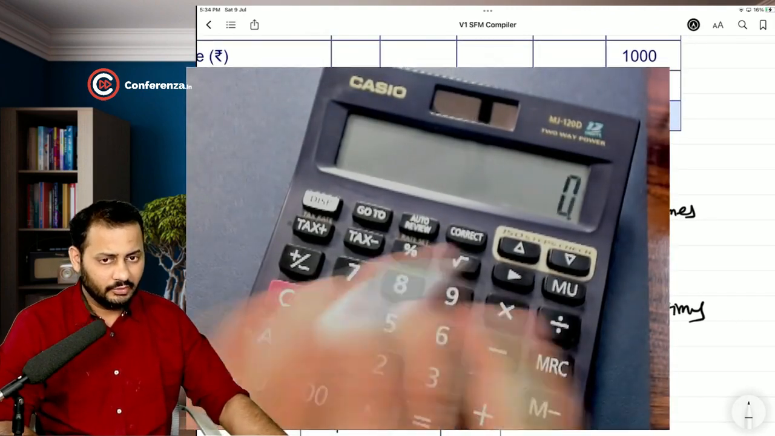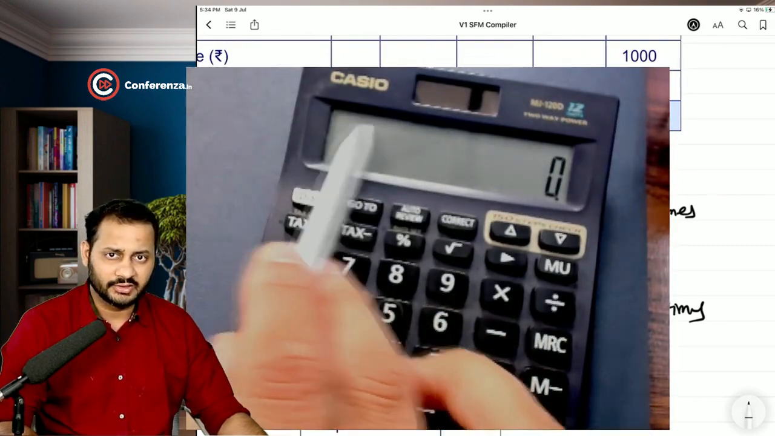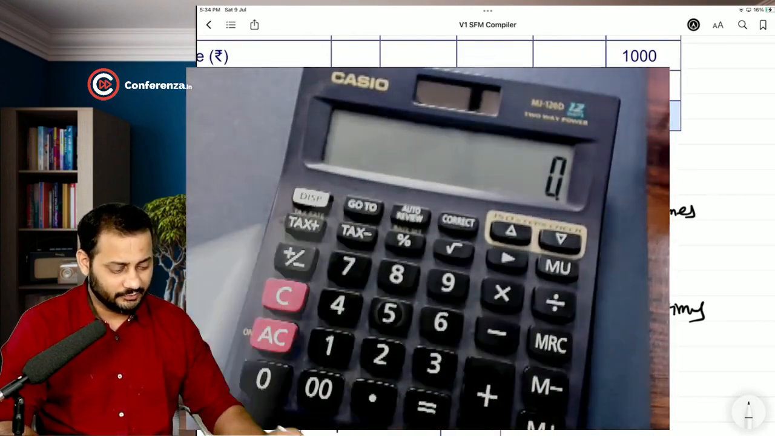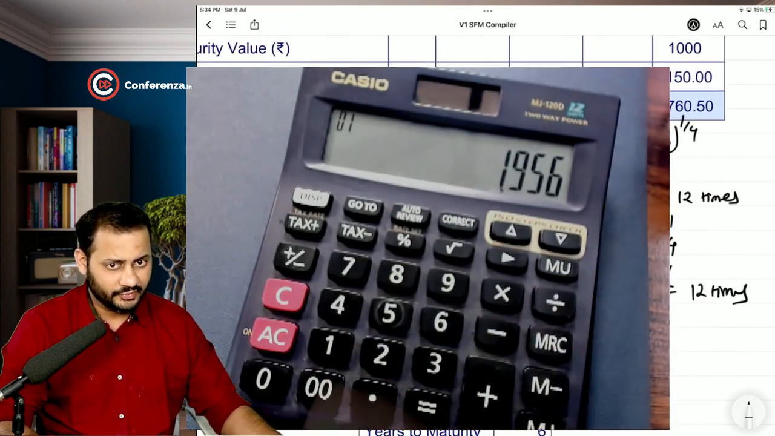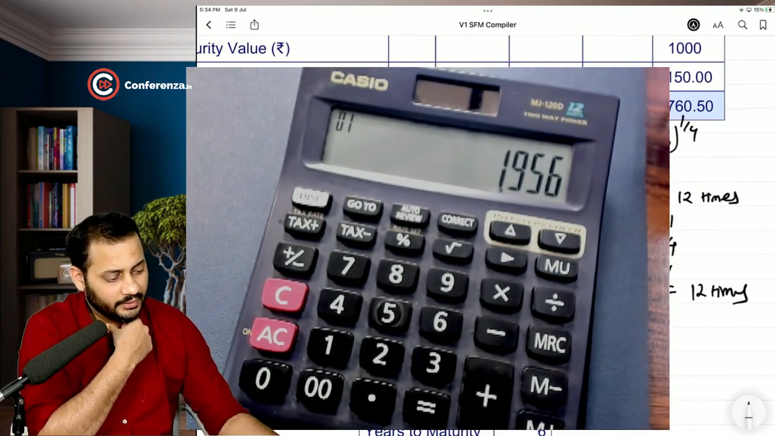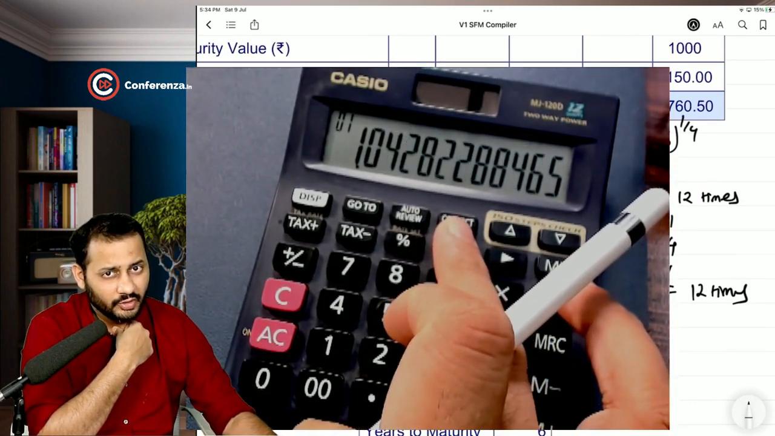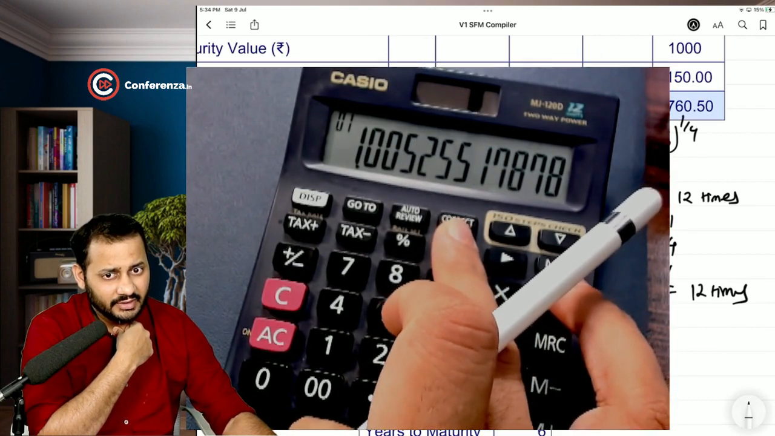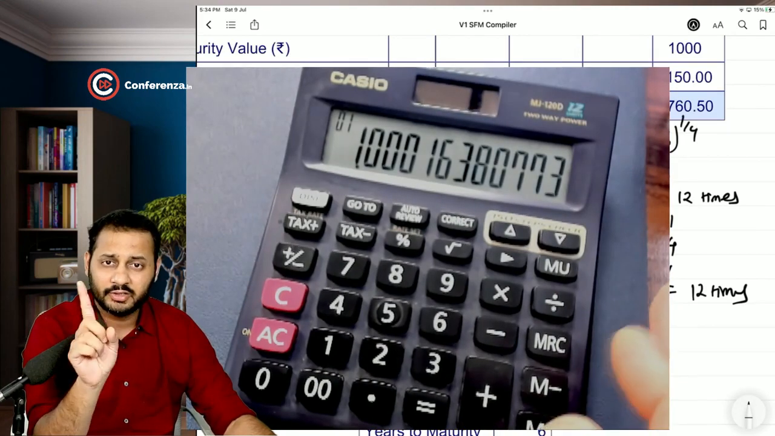I'm going to do it, but first make sure that your calculator is clear with all the memories. There should be no M plus or minus something there. Okay, so let's put down 1.956 on the calculator, and then press the square root button 12 times. 1, 2, 3, 4, 5, 6, 7, 8, 9, 10, 11, 12. No other button should be pressed.